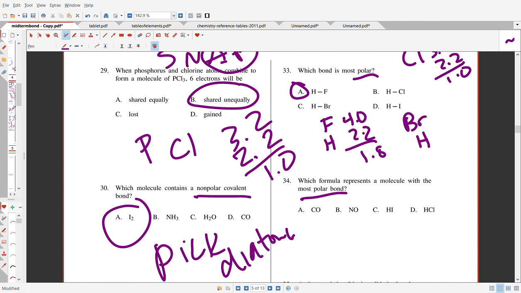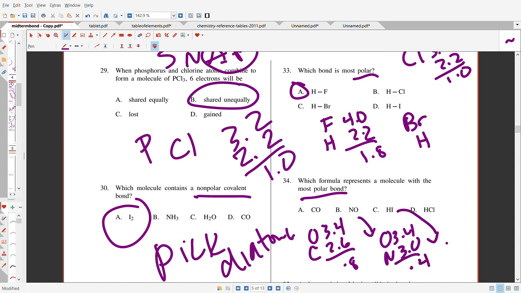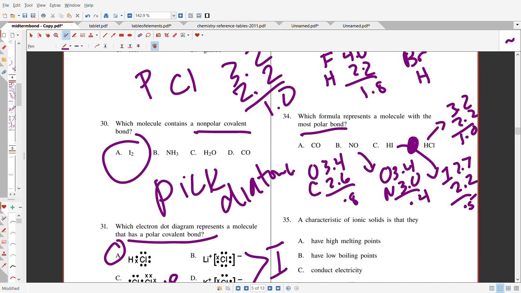Most polar, again, now you got to do oxygen and carbon. You know where I'm getting these numbers from. I showed you where to look them up. Oxygen and nitrogen, hydrogen and iodine. I just look them up and subtract. Look up HCl, look up H, and subtract. Now, what do they want to know? Most polar. So we have 0.8, 0.4, 0.5, or 1.0. So it's the most difference.